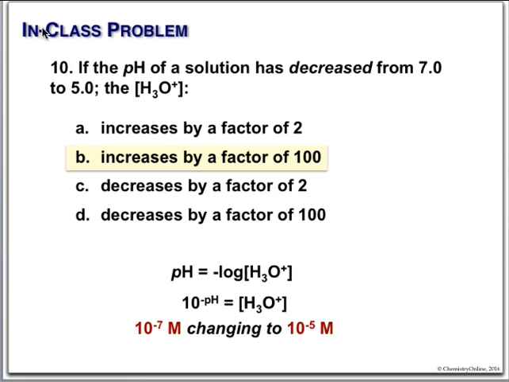Every pH unit, just remember this guy. Every pH unit is a 10. All right, we're going from 7, which is neutral, to 5. So with 6, it's 10 times more acidic. At 5, it's 100 times more acidic. At 4, it's 1,000 times more acidic. Every unit is a 10.